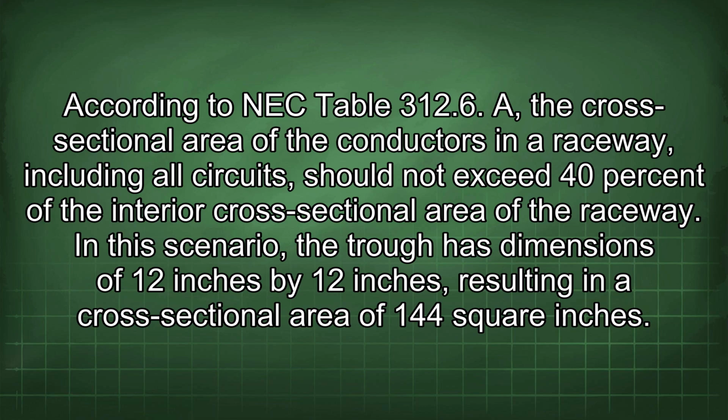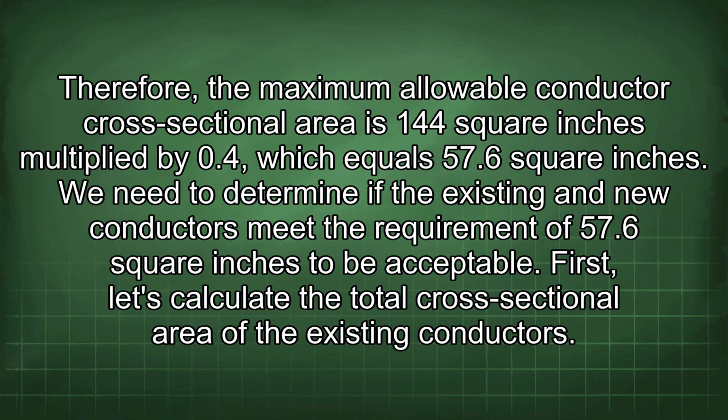area of the raceway. In this scenario, the trough has dimensions of 12 inches by 12 inches, resulting in a cross-sectional area of 144 square inches. Therefore, the maximum allowable conductor cross-sectional area is 144 square inches multiplied by 0.4, which equals 57.6 square inches. We need to determine if the existing and new conductors meet the requirement of 57.6 square inches to be acceptable.